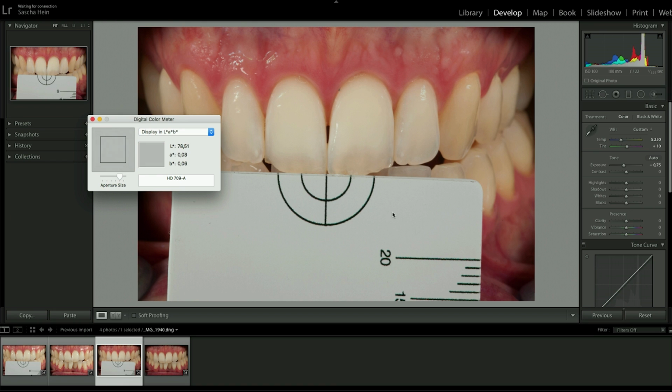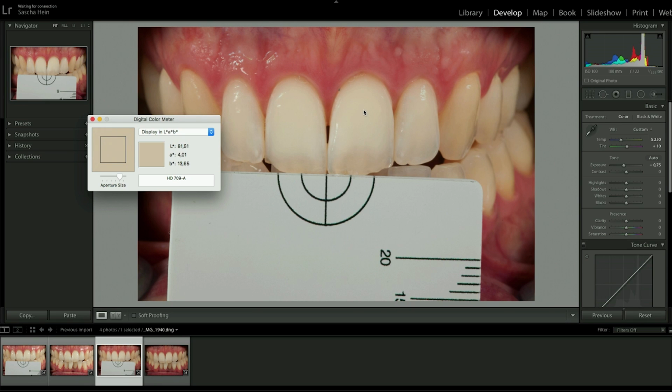So I'm on my gray reference card here, measuring the value of the gray reference card, and now if I'm moving it over to the teeth, as I'm moving my cursor, I'm measuring LAB values. Now this is very useful for shade analysis. If you use shade guides, you can have a library of photos of your shade guides, and you can measure what the LAB values are of the given colors, and you can compare it with the patient's LAB values.